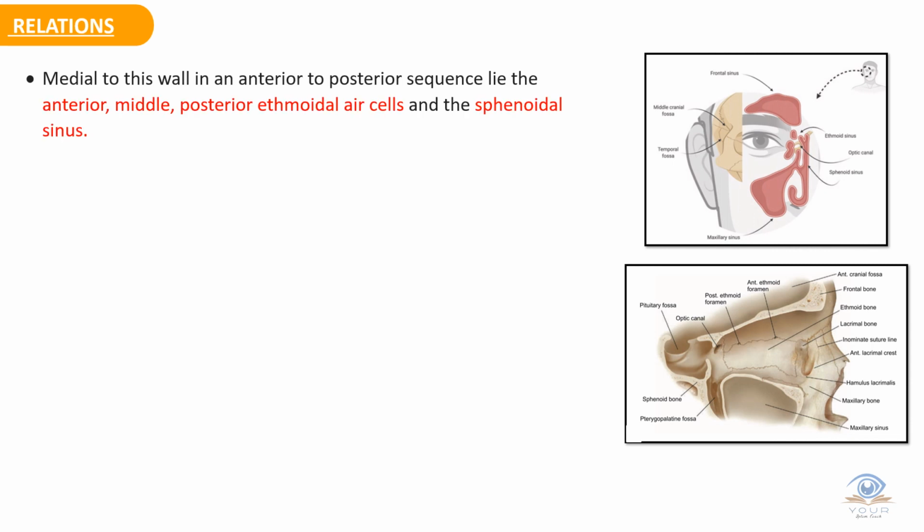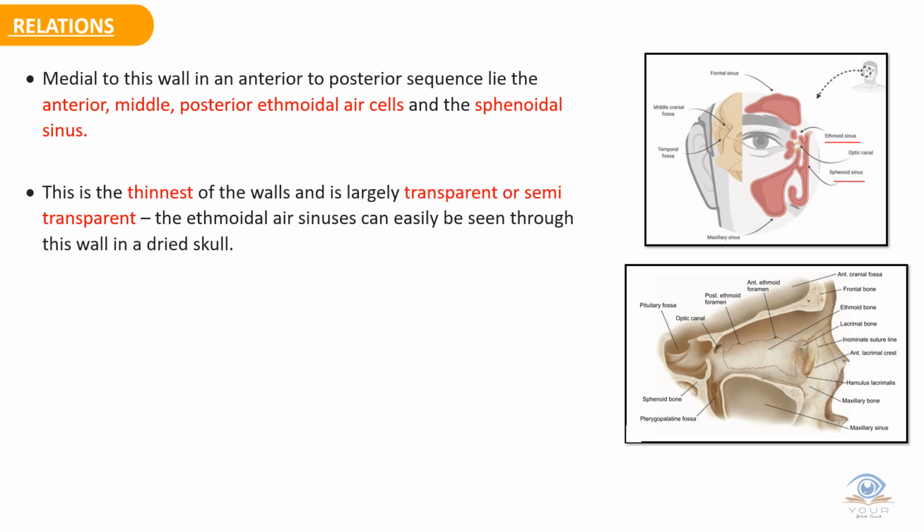So coming to the relations of the medial wall, medial to this wall in an anterior to posterior sequence lie the anterior, middle and posterior ethmoidal air sinuses and the sphenoid sinuses. This is the thinnest of all walls and is largely transparent or semi-transparent. The ethmoidal air sinuses can be easily seen through this wall in a dried skull. The lacrimal sac along with its fascia lies in the lacrimal fossa.